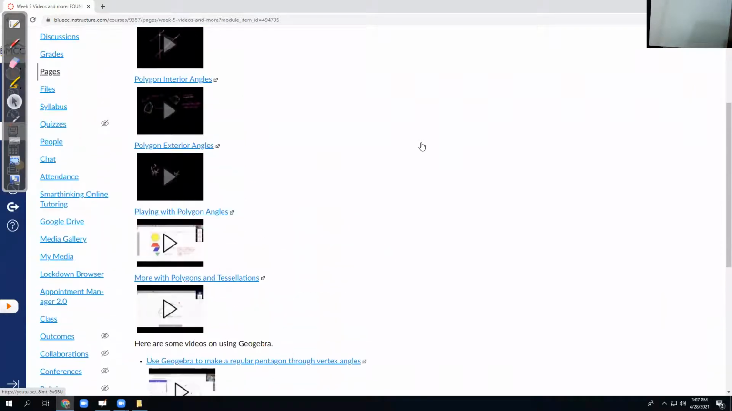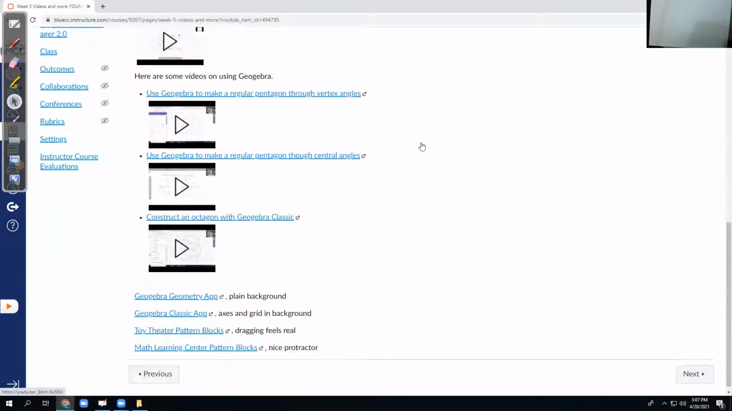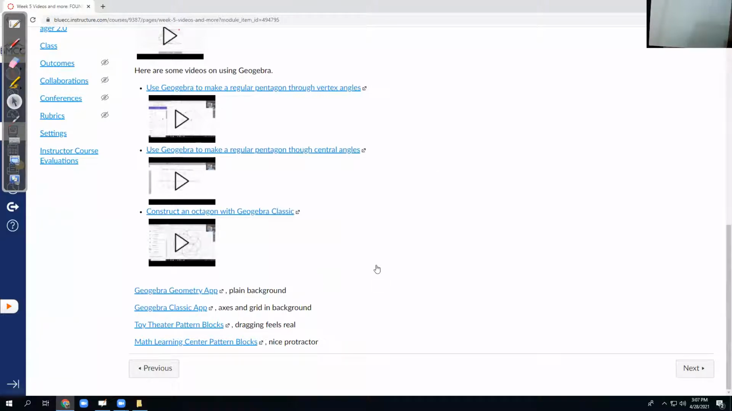So we are going to replicate some of the stuff in these videos here. I think it would be good to have either the Toy Theater or the Math Learning Center, and those play with the pattern blocks. I'm going to bring both of those up right now. And they both have their pros and their cons.